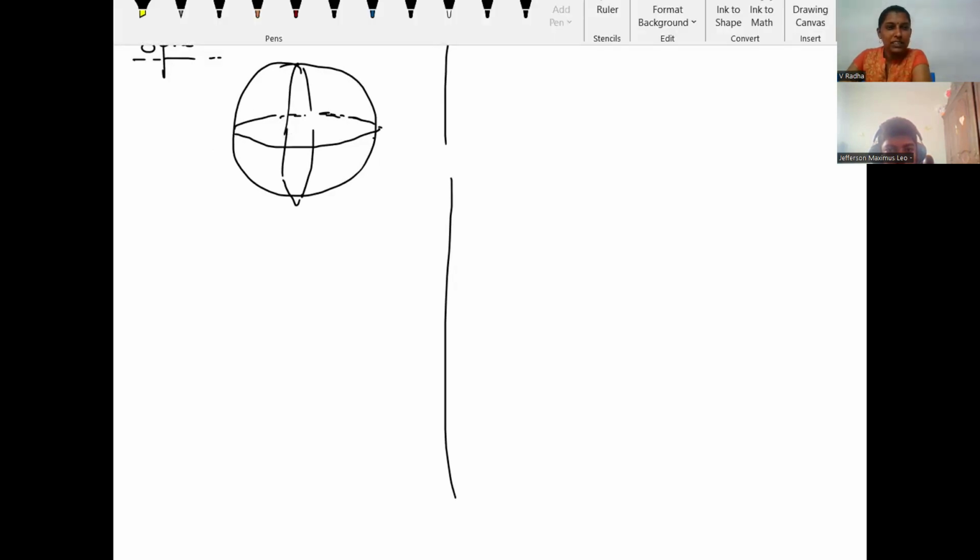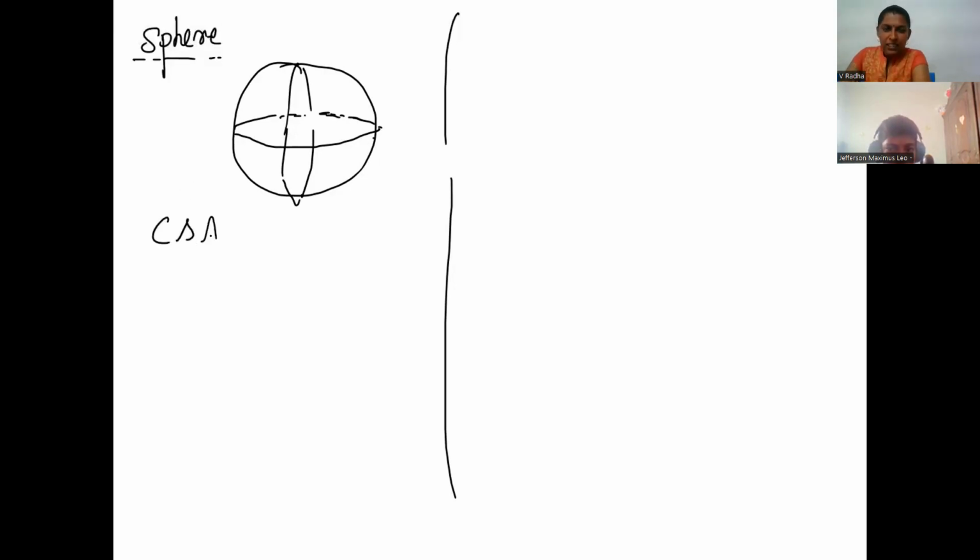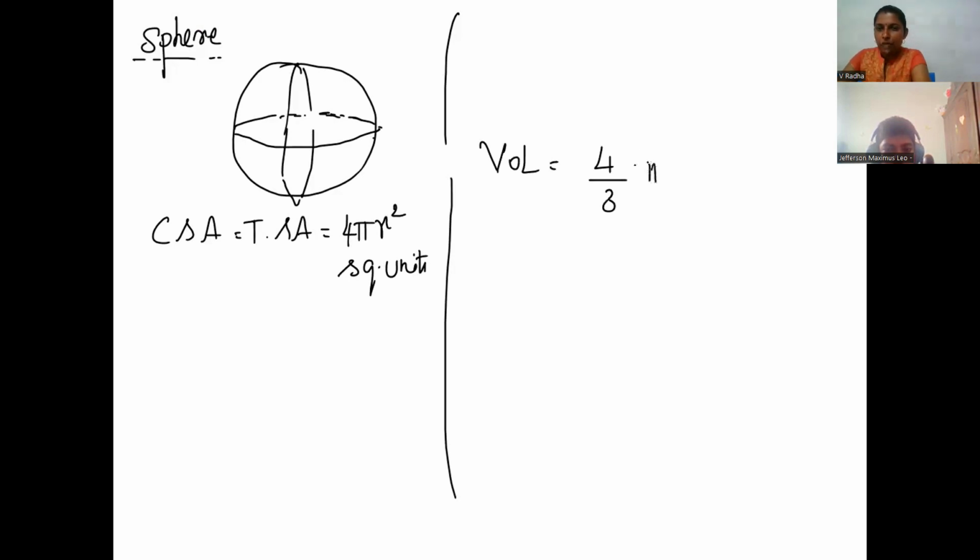Here, how many faces? No flat face. But CSA, curved surface, only one. So CSA and TSA are the same thing here. For a full sphere, CSA is the TSA here. That is 4 pi r square, square units. Now volume is 4 by 3 pi r cube, cubic units.